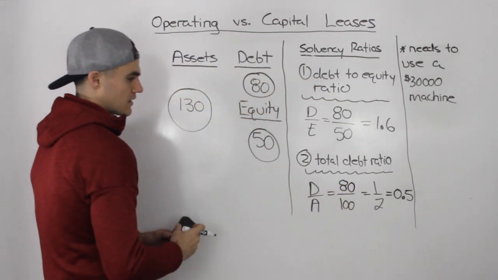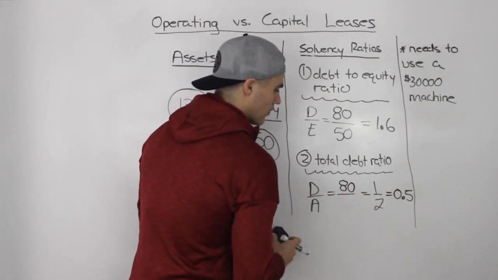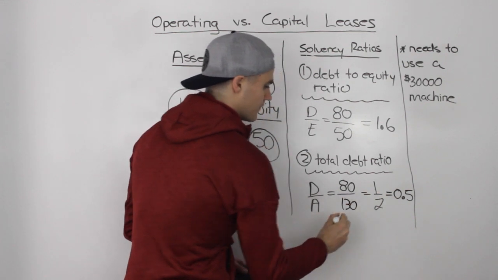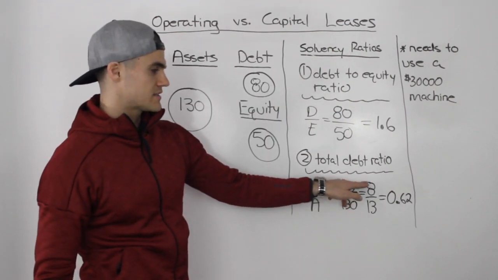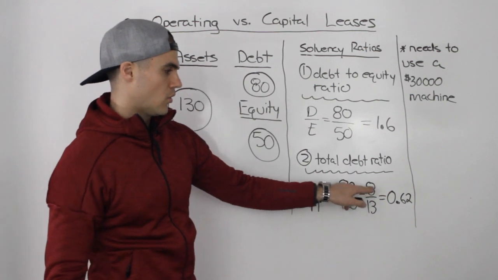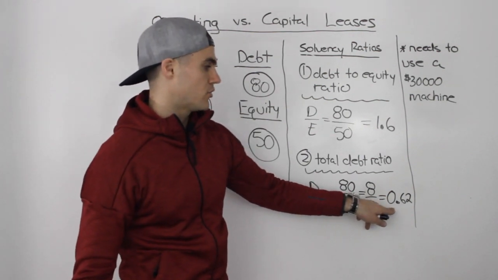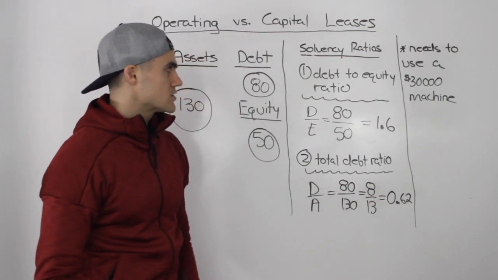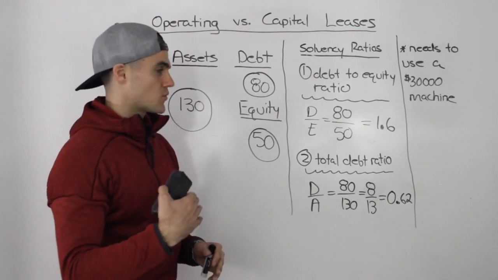And then the assets of the company are now 130. So that would end up simplifying into 8 over 13, or if you want the decimal value, it's going to be 0.62. So notice how the solvency ratios went up.